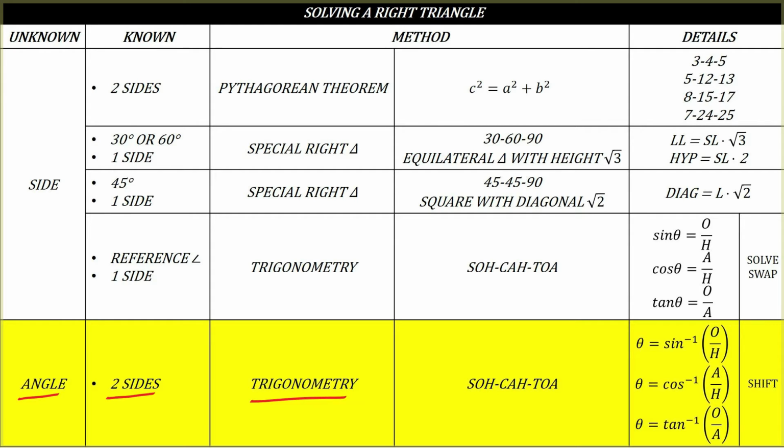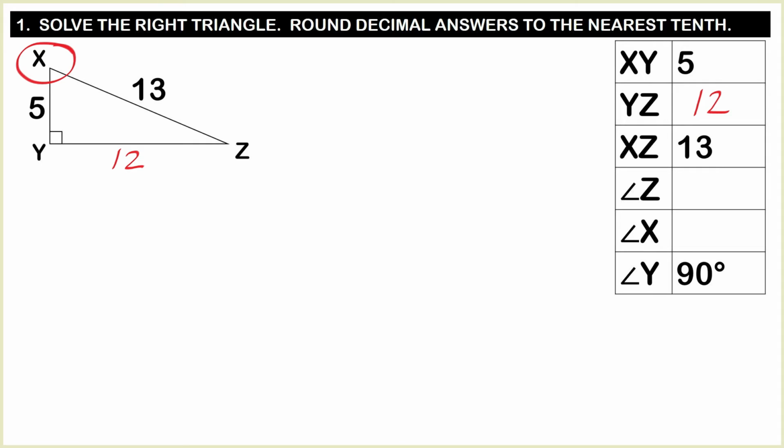And we're going to use trigonometry, SOHCAHTOA. And on this problem, because we have the adjacent and the hypotenuse, I'm going to use the cosine. X is my reference angle. My hypotenuse is 13, my adjacent is 5, and the 12 is my opposite side. Since they gave me the adjacent and the hypotenuse, I'm going to use cosine on this problem.